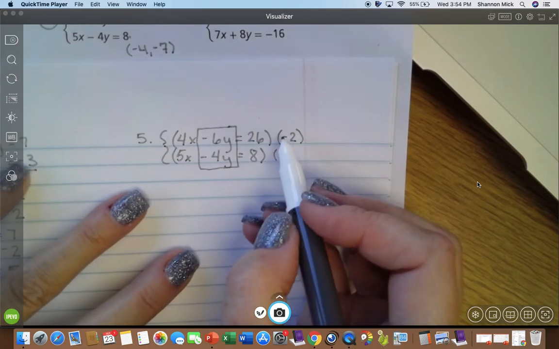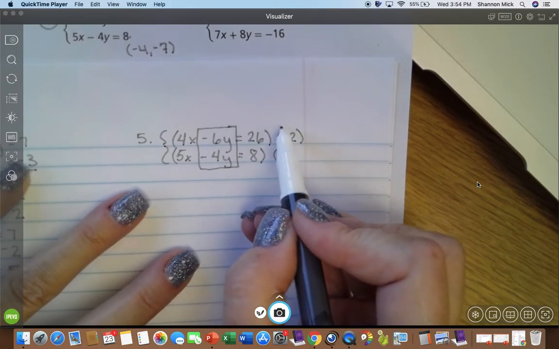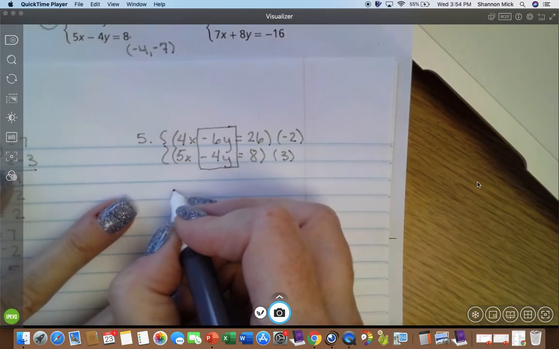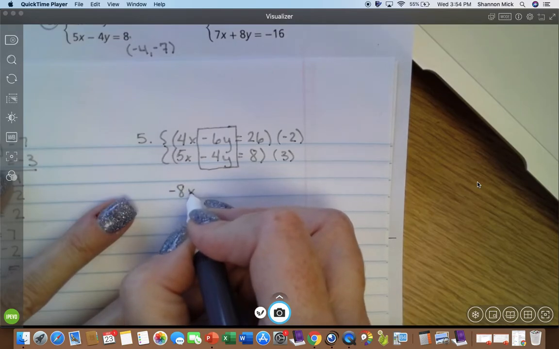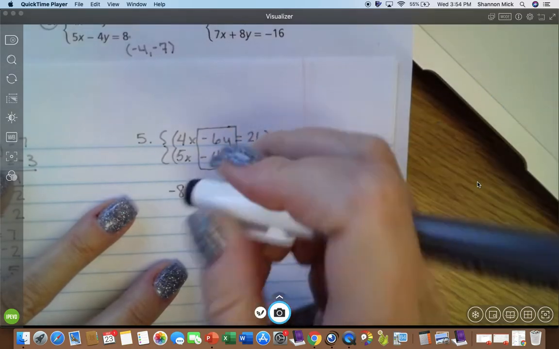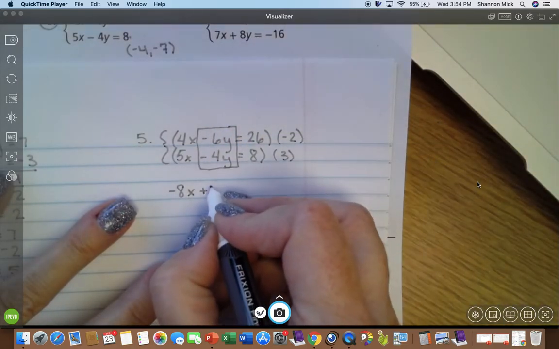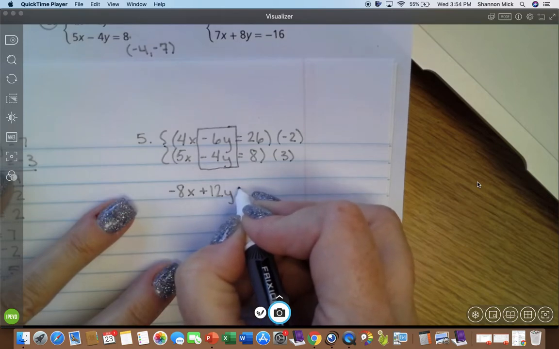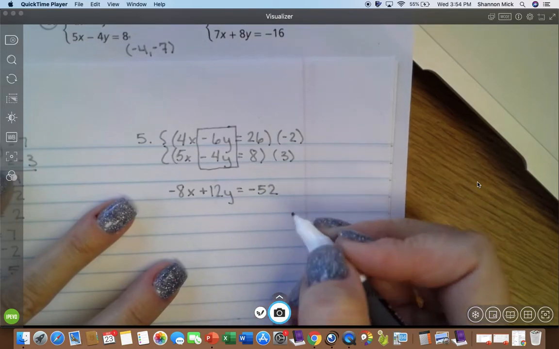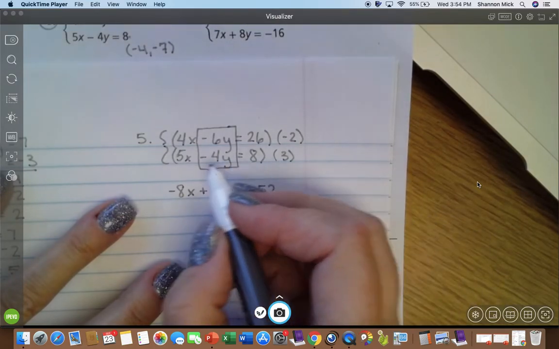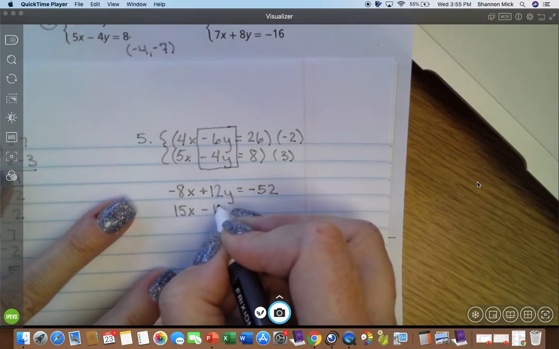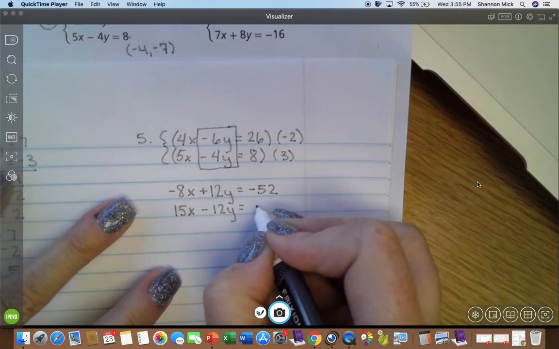The biggest thing here, and I've been telling you since class, is you need to make sure that -2 is multiplied by each term, not just one, all of them. So I have -8x plus 12y, not 6y, as I just told you. I distributed my negative, but not the rest. So plus 12y equals -52, if I did my math right. And then times 3 through, so I have 15x minus 12y equals 24.